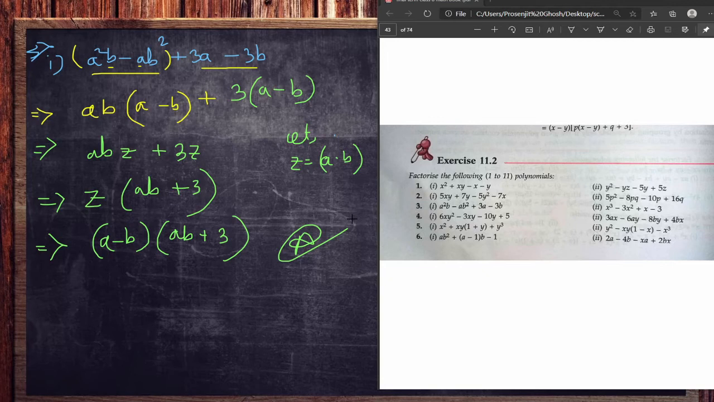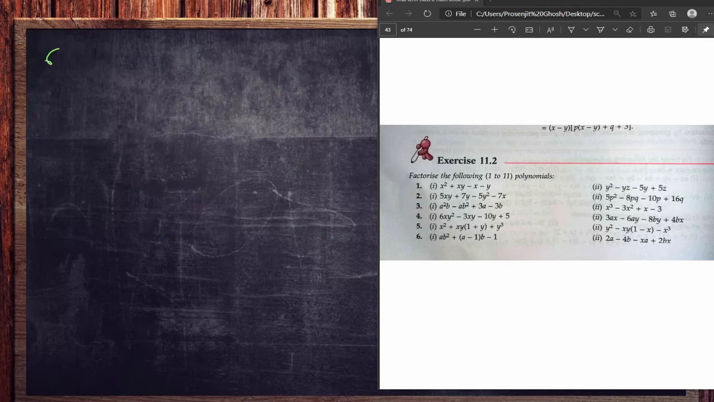Let me move to another sum. Let me choose which one. Let's do the last one, that is 6 part 2. In 6 part 2, all you have is 2a minus 4b minus xa plus 2bx. Okay, so we have to think a little bit over here about how we can find the answer from here. 2a minus 4b.